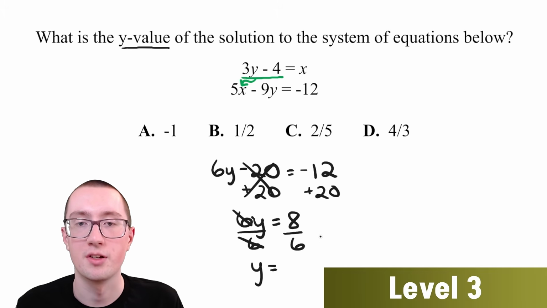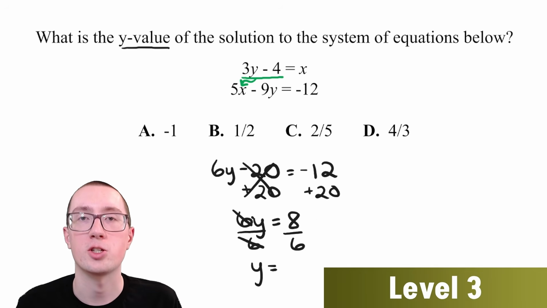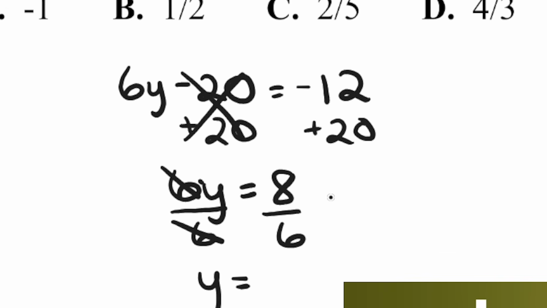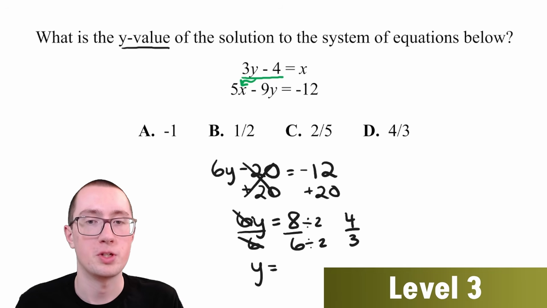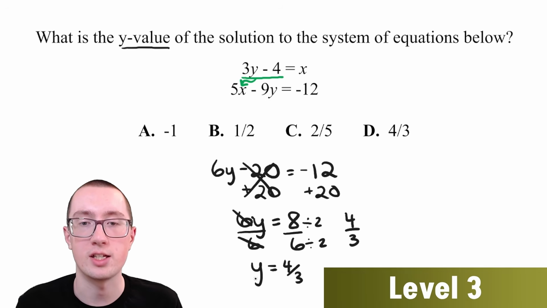I'm running out of room here. And on the right side, we have 8 over 6. So that's actually a fraction that we can simplify. I can tell that because these are both even numbers, which means they can both be divided by 2. So 8 divided by 2 is 4, and 6 divided by 2 is 3. And 4 over 3 can't be simplified anymore, which means that our answer is y equals 4 over 3, or D.